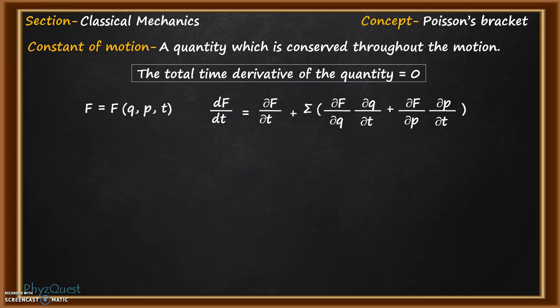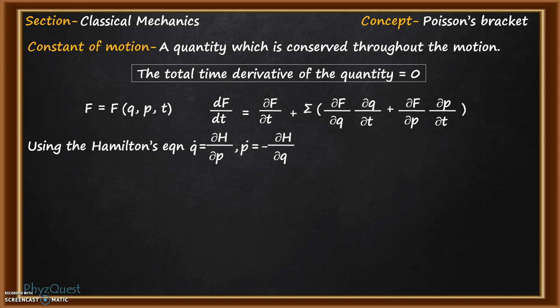Now what we are trying to do here is establish a relationship between the given function and the Hamiltonian. So there are two Hamilton's equations: q dot is equal to ∂H/∂p and p dot is equal to -∂H/∂q. Using both these equations in this expression, see here, this is q dot and this is p dot, so in place of these, we use ∂H/∂p and -∂H/∂q, and apart from that also use the definition of the Poisson's bracket.